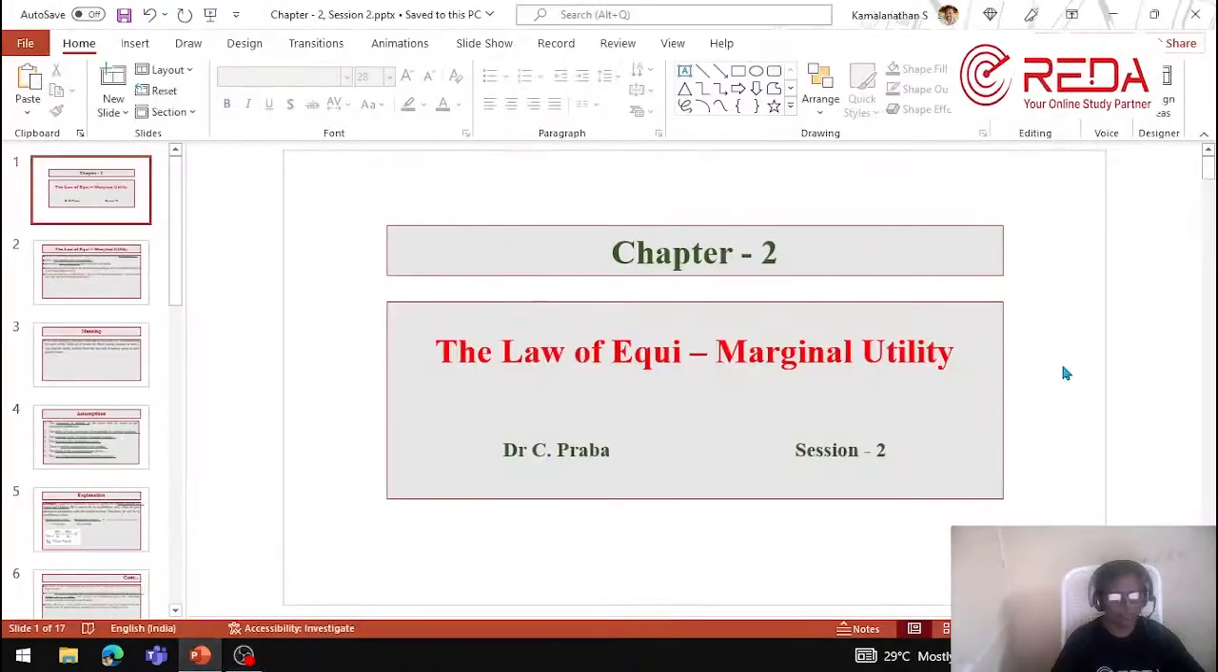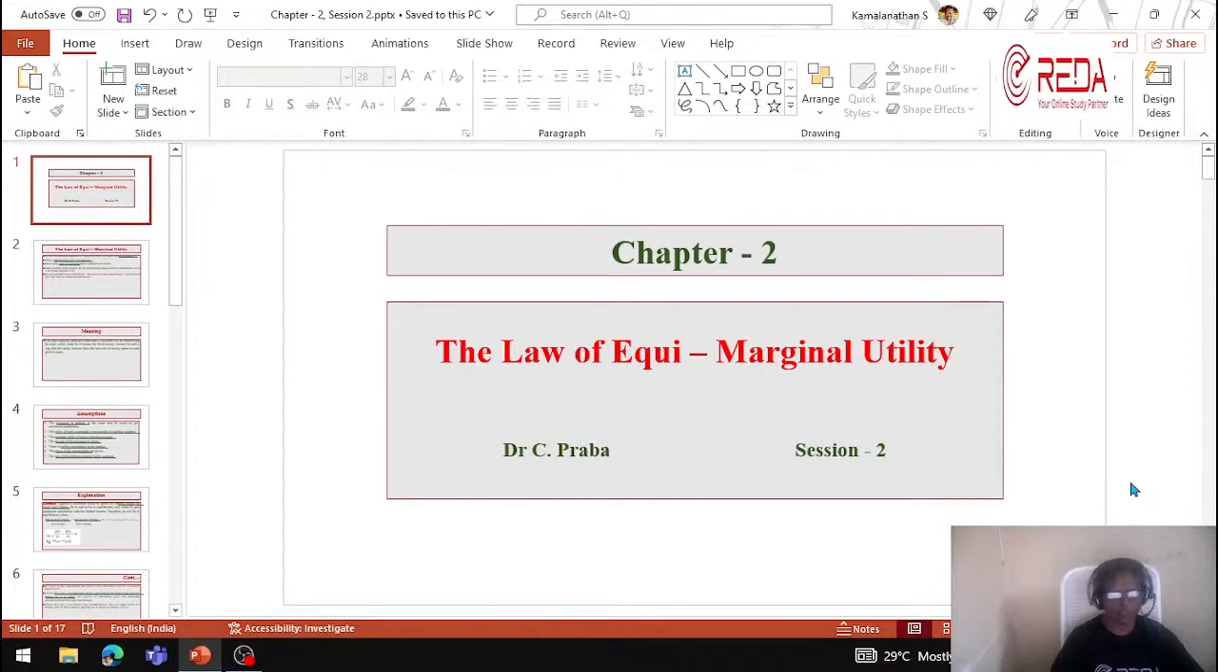So today I am going to start with the second session under chapter 2, the law of equi-marginal utility. Last class, what have we seen? We have seen the law of diminishing marginal utility, under the cardinal utility analysis.